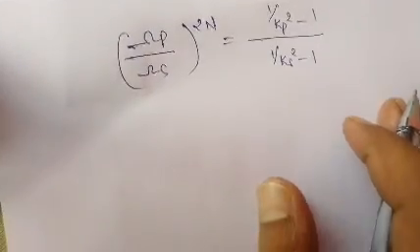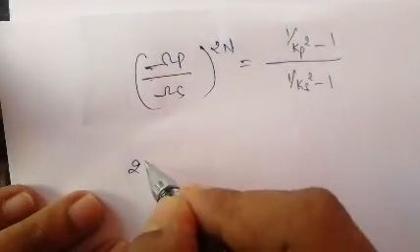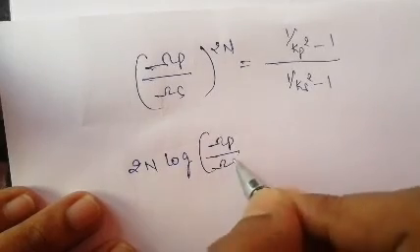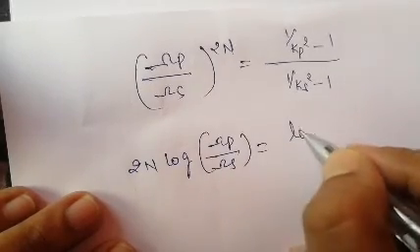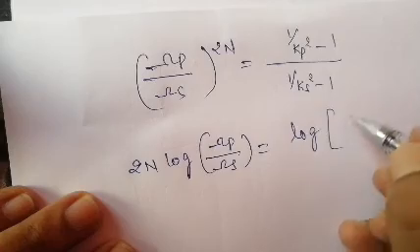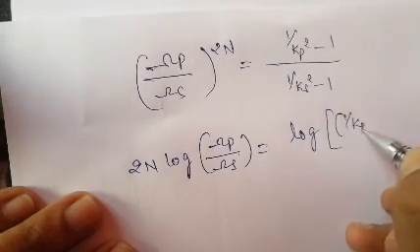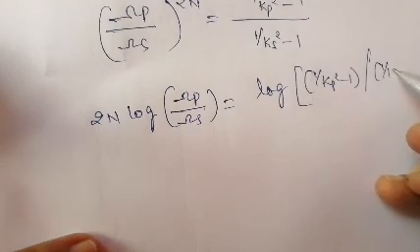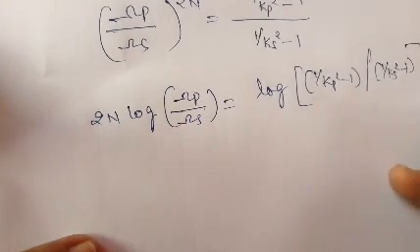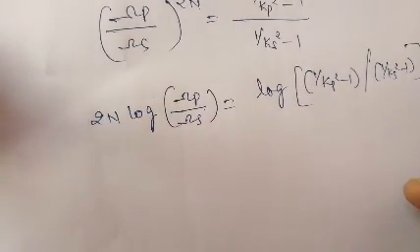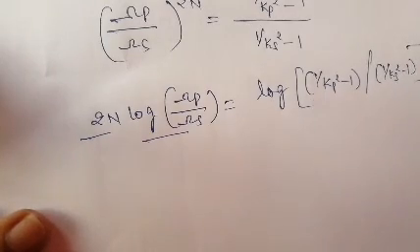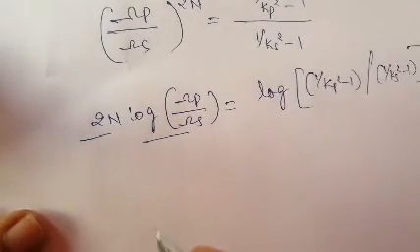Applying log on both sides, that is 2n log of omega p by omega s, that is equal to log of, very simple, 1 by kp square minus 1 divided by 1 by k square minus 1. Okay, next take this 2 and log of omega p by omega s to the other side. Then what are we left with?